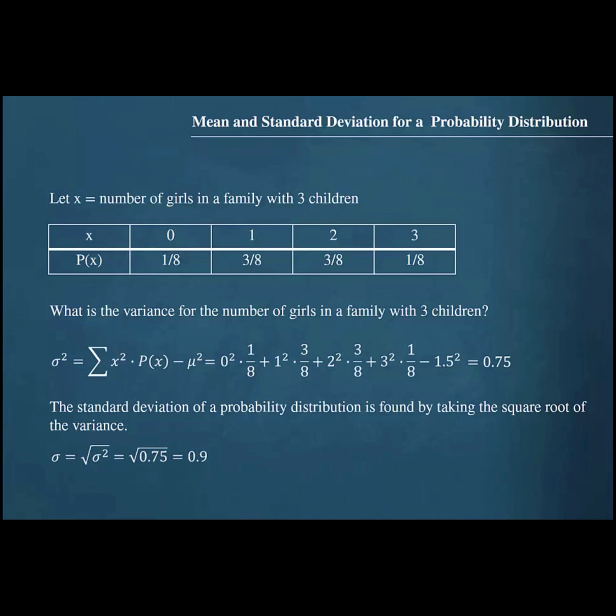The rounding rule for the mean and standard deviation for a discrete probability distribution is to round to one more decimal place than is found in the values of the random variable. Our random variable values are whole numbers here. So we should round our mean and standard deviation to the 10th place.